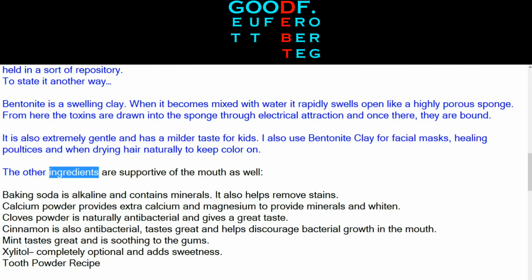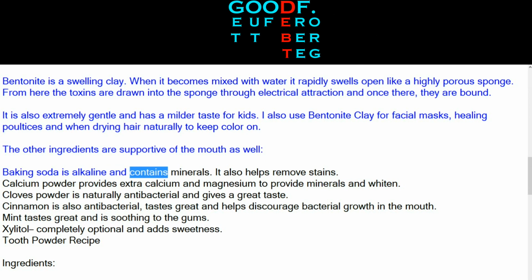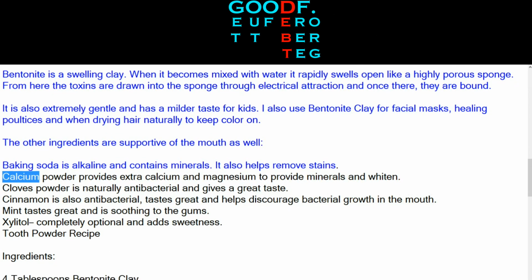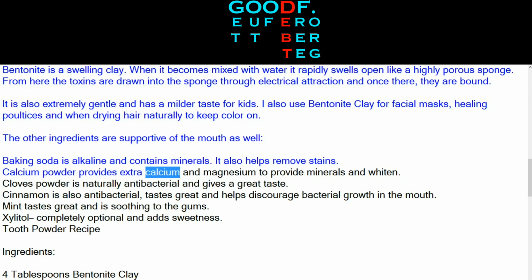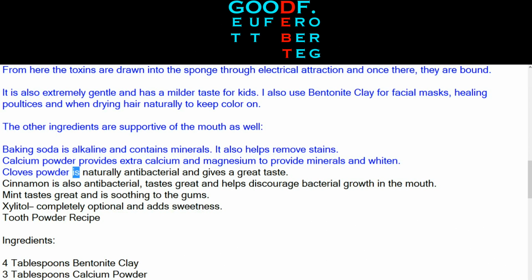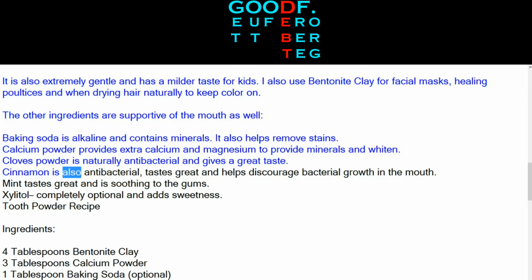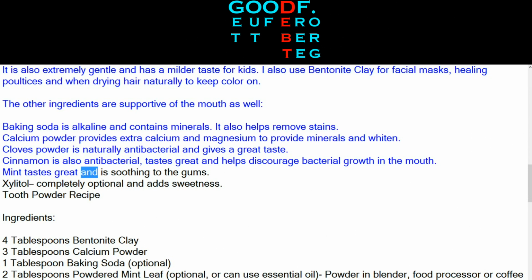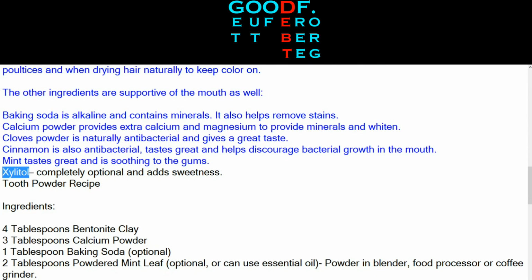The other ingredients are supportive of the mouth as well. Baking soda is alkaline and contains minerals. It also helps remove stains. Calcium powder provides extra calcium and magnesium to provide minerals and whiten. Clove powder is naturally antibacterial and gives a great taste. Cinnamon is also antibacterial, tastes great and helps discourage bacterial growth in the mouth. Mint tastes great and is soothing to the gums. Xylitol is completely optional and adds sweetness.